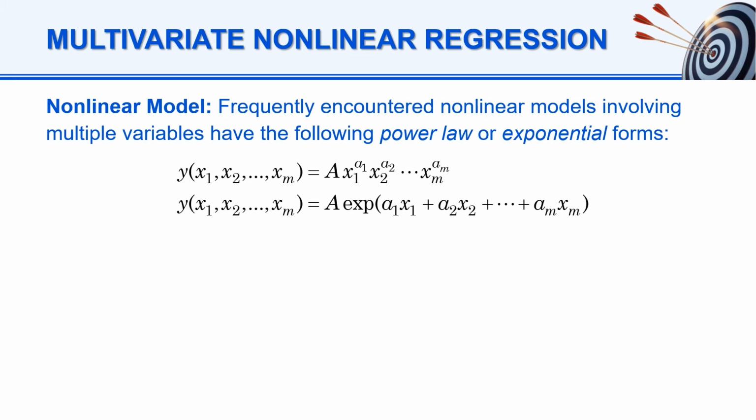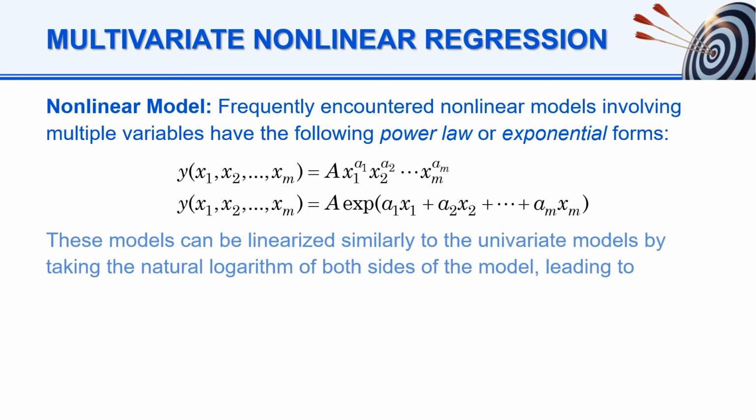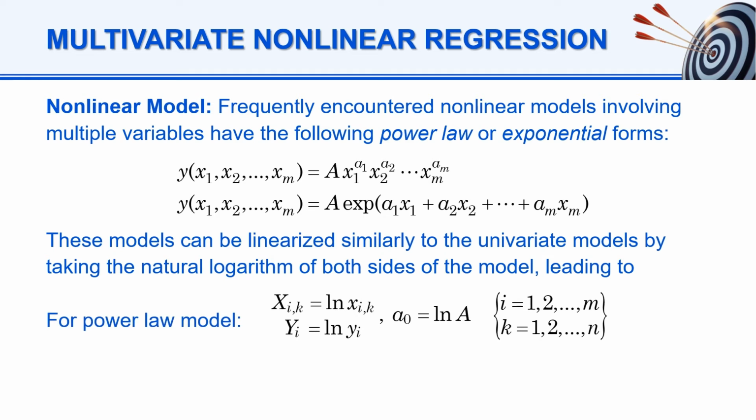Nonlinear model. Frequently encountered nonlinear models involving multiple variables have the following power law or exponential forms. These models can be linearized similarly to the univariate models by taking the natural logarithm of both sides of the model, leading to the following expressions for the power law model and for the exponential model.